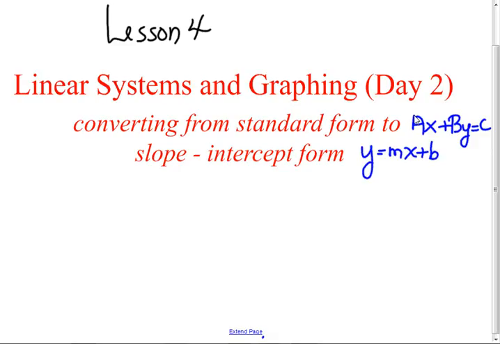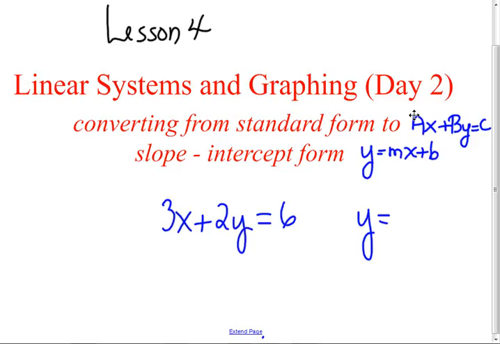Okay, Matt? So if you have 3x plus 2y equals 6, I want to put that so it looks like y equals. And the reason I want to do that is if I want to use my graphing calculator, I must have it in y equals form. I cannot enter this on a graphing calculator.